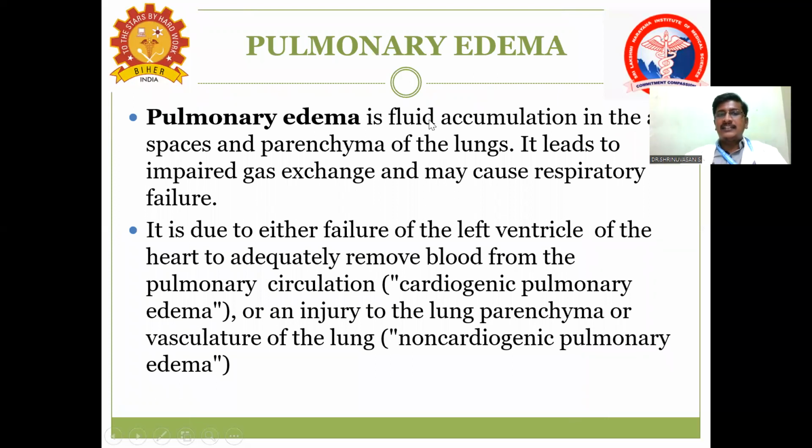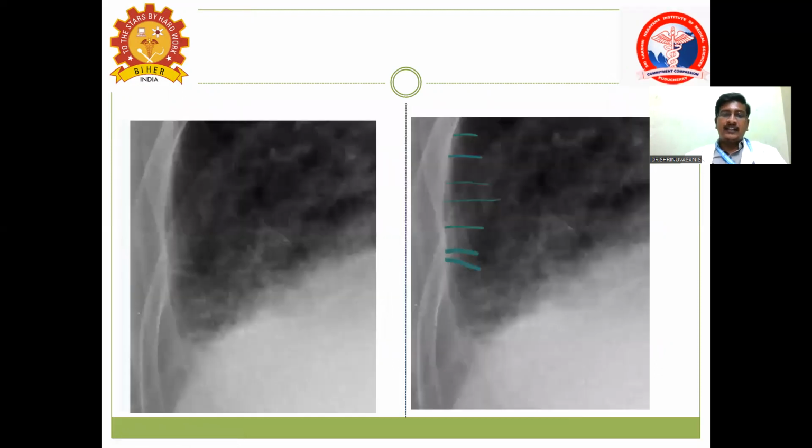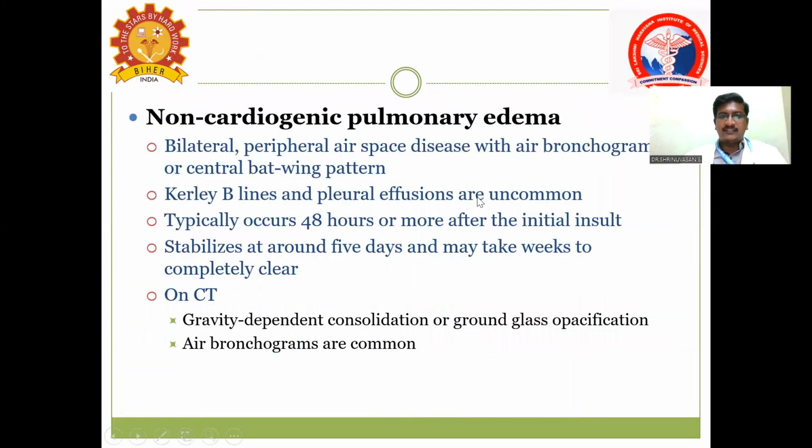Then the other common emergency condition is pulmonary edema. Pulmonary edema is nothing but fluid accumulation because of failure or overload. It may be cardiogenic or non-cardiogenic edema. So you can see the fluid-filled lines, that is called the Kerley B lines, minimal pleural effusion, fluid in the fissure, and peribronchial cuffing. You can see these small white subpleural lines. These are called the Kerley B lines, Kerley basal lines.